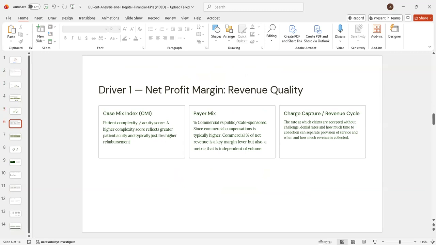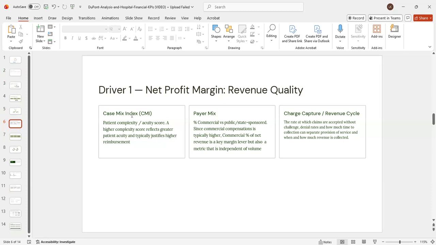So first, let's start with the first of the factors that are the components of the DuPont equation, namely net profit margin. And within that, we are going to focus on one category of operational KPIs that drive net profit margin. We refer to that as revenue quality. One category of revenue quality KPIs is the case mix index.